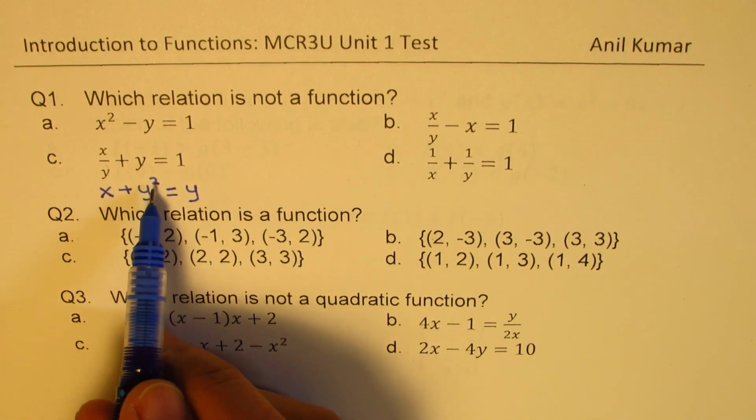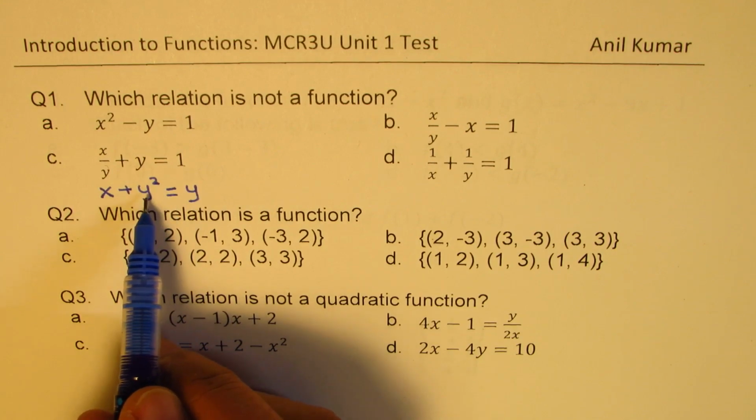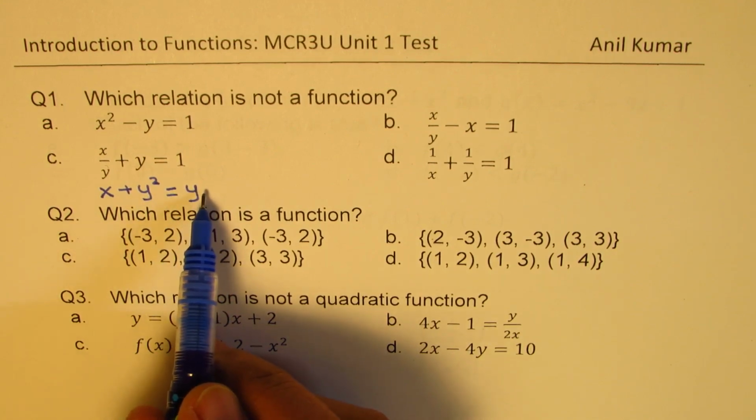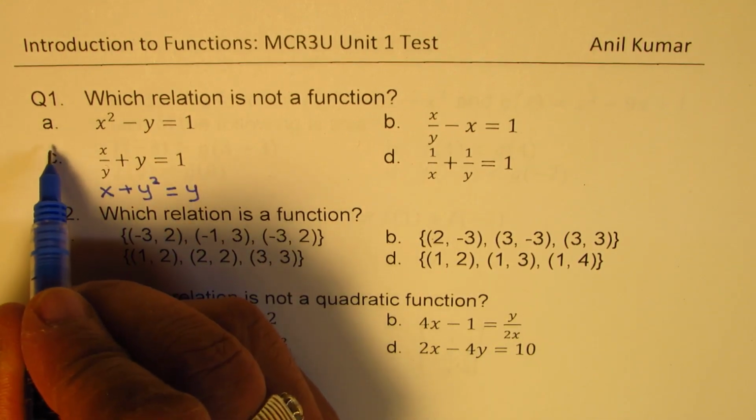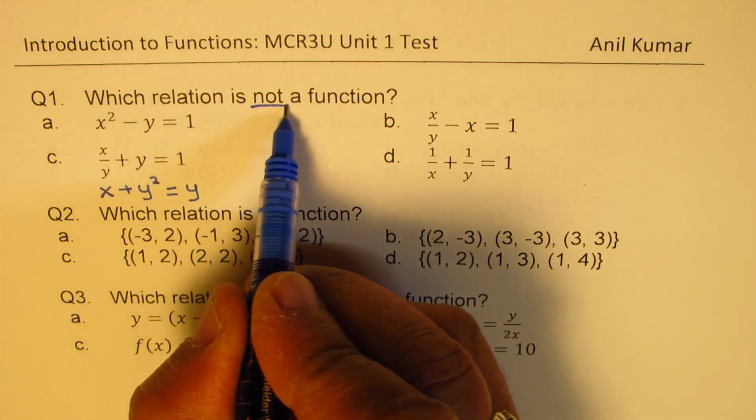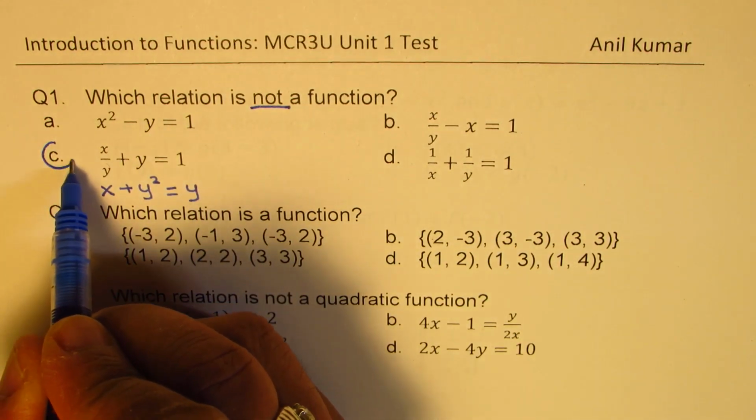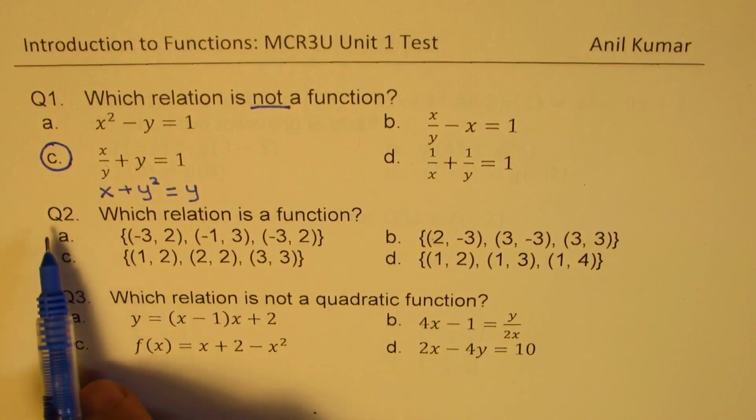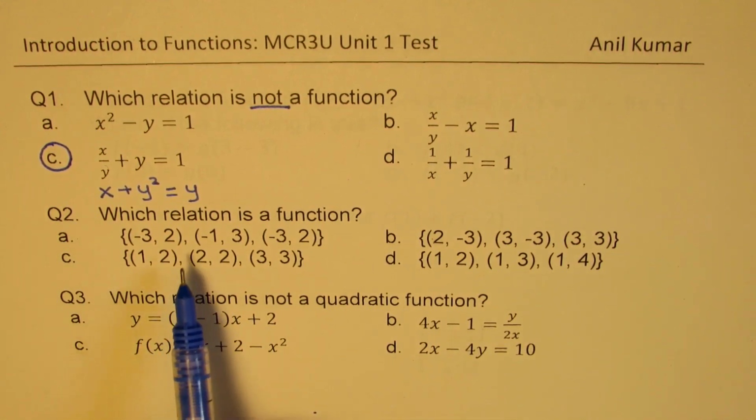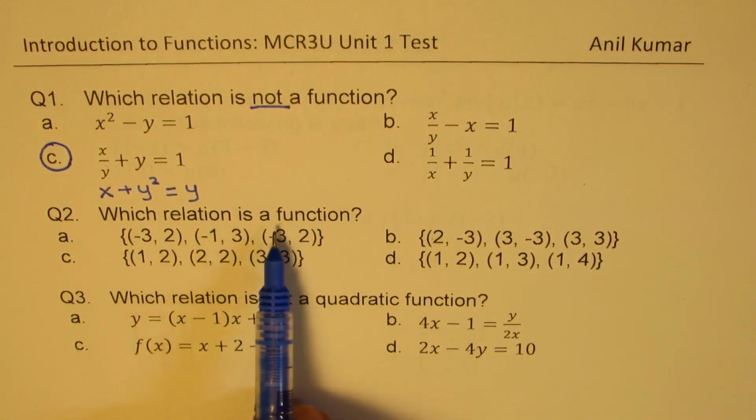So since we have y squared, whenever you solve for y, we have to do plus and minus with a square root, and that is not going to be a function. So this is not a function. C is not a function, clear? Question number 2. Now here, which relation is a function, right?